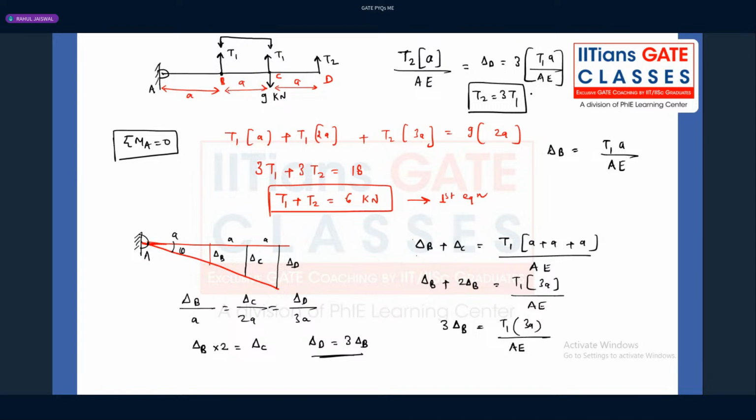Once you got this second equation, two unknowns, nobody can stop you from getting the unknowns. And what is the unknown now? Here T1. What is the T2, guys? T2 is nothing but 3 times of T1, which is nothing but 6. Then 4T1 is nothing but 6. And T1 is what, guys? 6 by 4, which is nothing but 1.5 kilonewton. That is the T1. What is the T2? T2 is nothing but 4.5 kilonewton.